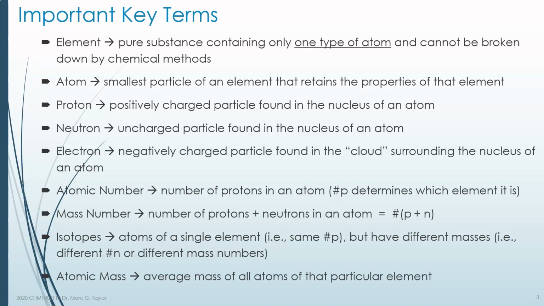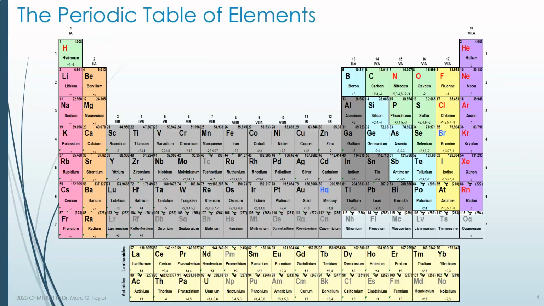The atomic mass is the average mass of all the atoms for a particular element. So if there are different isotopes within the same element, you have to average all of them up, and there's a mathematical way of doing that we'll talk about, to get the average mass of a typical atom of, say, iron or cobalt or hydrogen or tin.